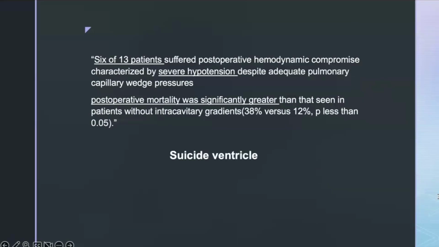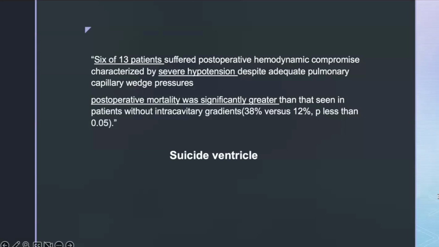6 of 13 patients suffered postoperative hemodynamic compromise characterized by severe hypotension despite adequate pulmonary capillary wedge pressures. And this represents a phenomenon that we sometimes term suicide ventricle. What it is, is that this increased gradient results in hypotension, and if it's not properly understood that these patients need fluid, and patients are given inotropes, this could result in increased mortality.